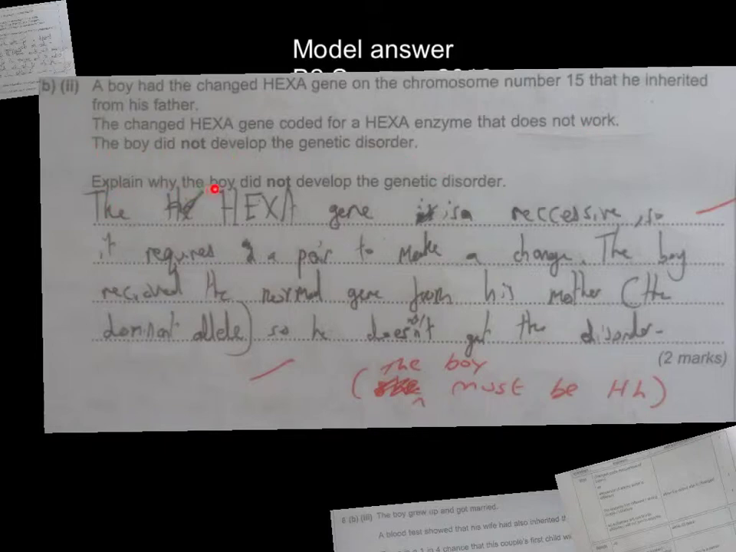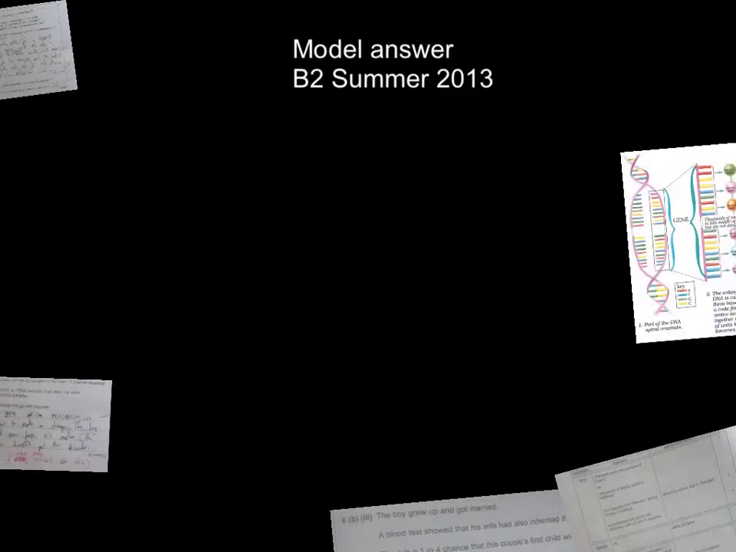Explain why he didn't. Okay, so basically, as Sakib's sussed out here, the Hexa gene must be a recessive allele. It must be passed on by a recessive allele. So you need 2 copies of that recessive allele, one from both parents, to inherit the disorder. So that's for 1 mark. You don't need all of what I said, we'll see the mark scheme in a sec. But what you do need is this key thing, that he got the normal gene, which is the dominant one, from his mum. Alright, have a little look at the mark scheme.